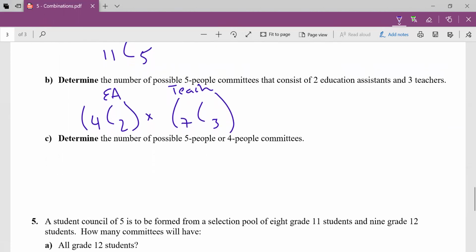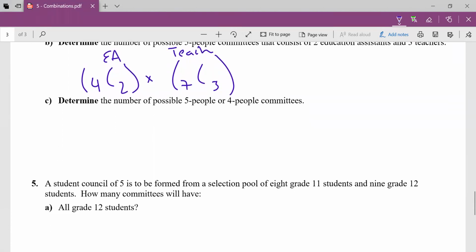Okay, so the last one that I want to focus in on here. Determine the number of possible 5 or 4-people committees. So, well, 5-person committees. There's 11 people, I need 5 of them. 4-person committee, 11C4. No specific roles, it's a combination. But this word or, we should have learned in set theory, means add. So or means we're gonna add.